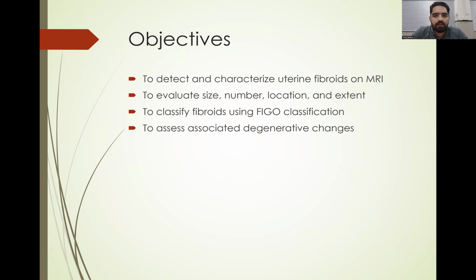Objectives are to detect and characterize uterine fibroids on MRI to evaluate size, number, location, and extent, to classify fibroids using FIGO classification, and to assess associated degenerative changes.